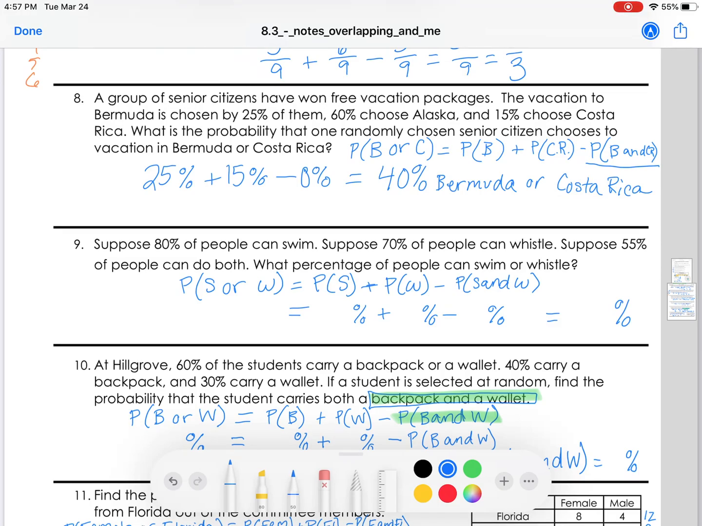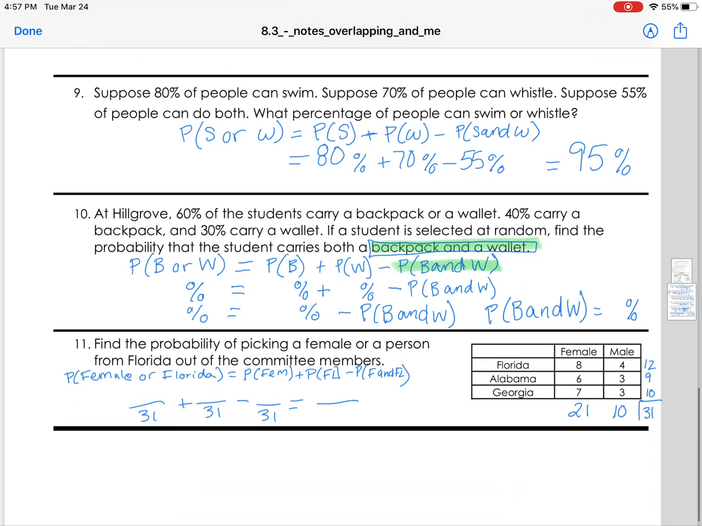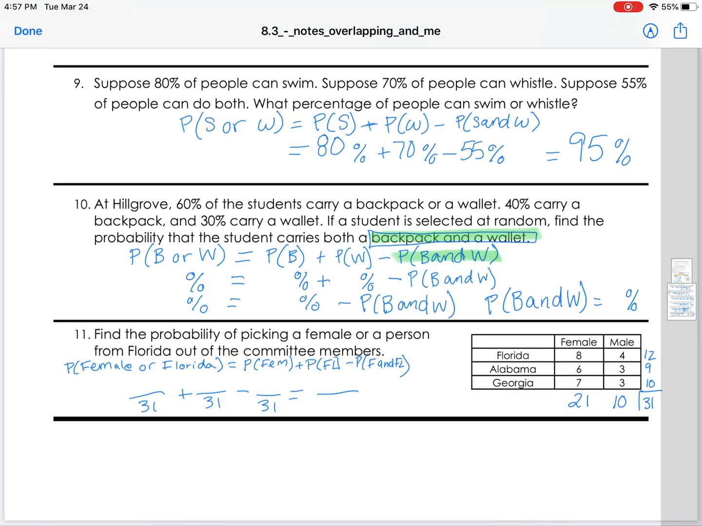Go ahead and pause the video, do number 9, and then check your answer. I'm going to fill it in real quick for you so you can double check yourself. There is a 95% chance that people can swim or whistle. One or the other or both.